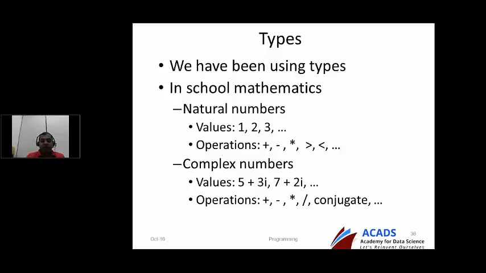In contrast, we also have types like complex numbers. In this case, values have two components, the real part and the imaginary part. So numbers like 5 plus 3i, 7 plus 2i, and so on. There is a different set of operations which apply to these complex numbers. For example, plus, minus, multiplication, division. But you do not have less than and greater than for complex numbers. And even operations like plus, minus, multiplication, division have different meanings when you apply them to complex numbers versus natural numbers versus real numbers and so on.